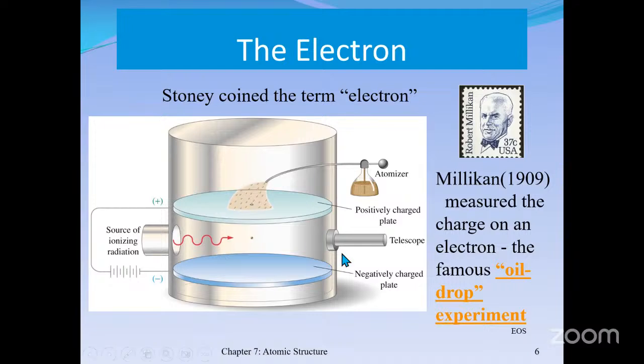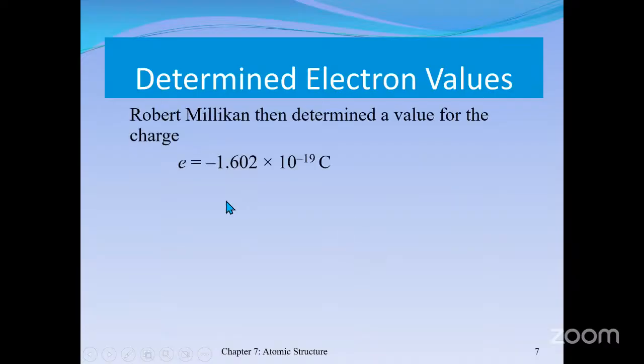And based on the calculations that were done, Millikan was able to determine the charge on the electron, and this is what he determined. The charge on the electron is equal to minus 1.602 times 10 to the minus 19 coulombs. I don't know if you're familiar with this unit of coulomb.